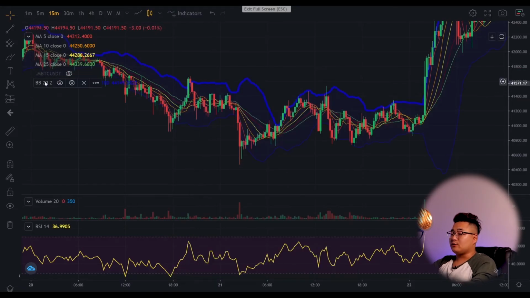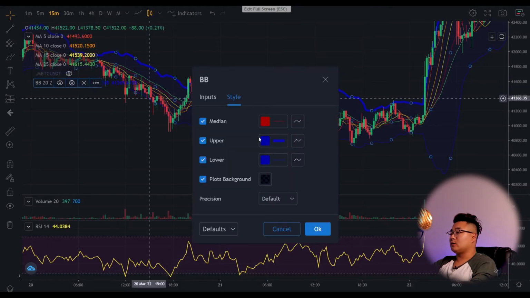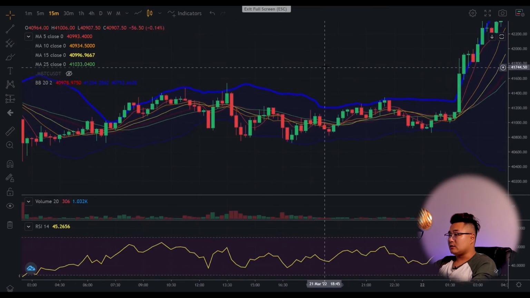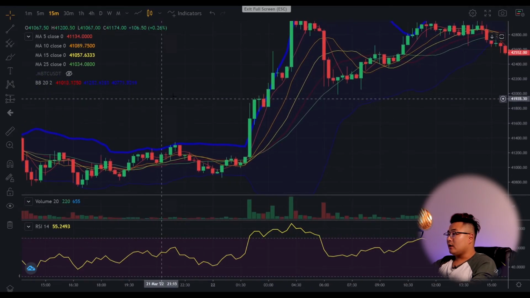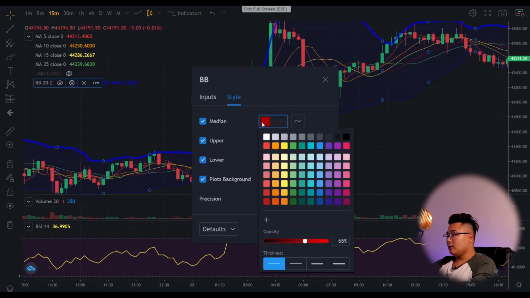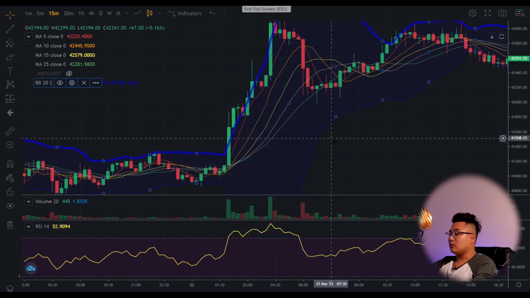Bollinger Bands on a 20/2, okay? That's what you want to see, 20/2. And on the Bollinger Bands, you can actually see that there is a line in between, that red line there. I'm going to change the color of that median line to white so that we can see it more clearly. So we're looking for that white line, okay?